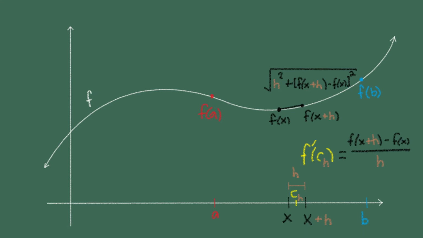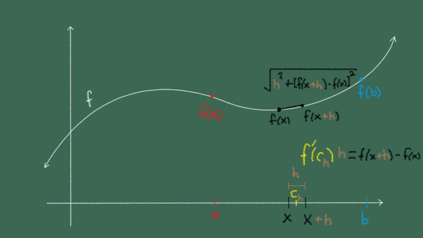Anyway, why did we bother with the mean value theorem? Right, because the expression under our square root looked familiar. So, let's solve for f of x plus h minus f of x from the mean value theorem equality, so that we can substitute it into our distance formula. This is easy, as we can just multiply both sides by h. In this way, we find that f of x plus h minus f of x is equal to f prime of c sub h times h.